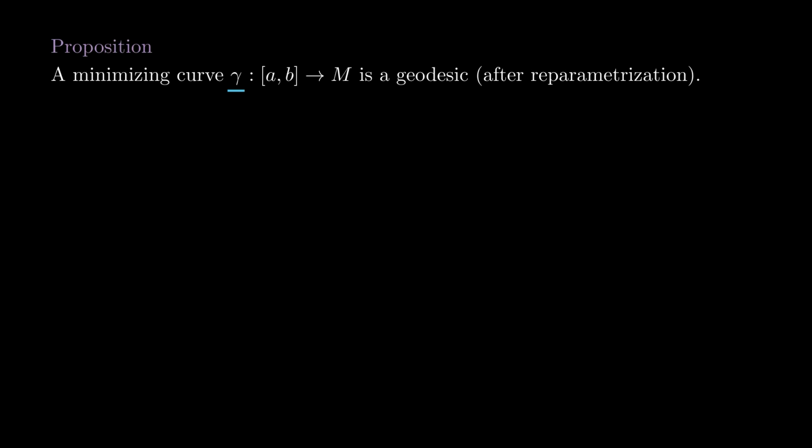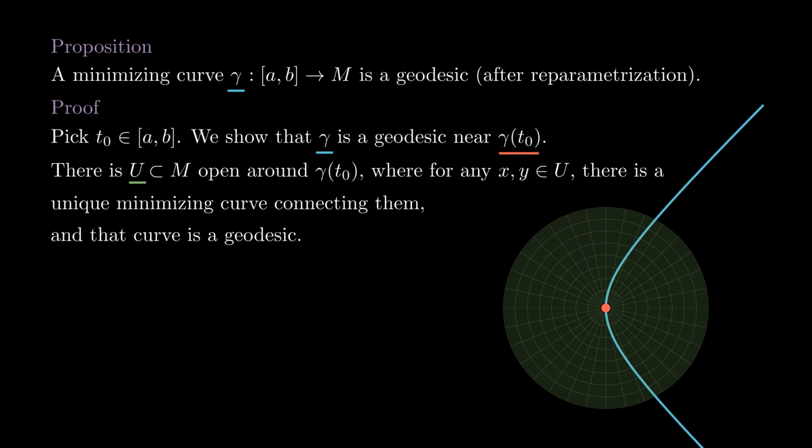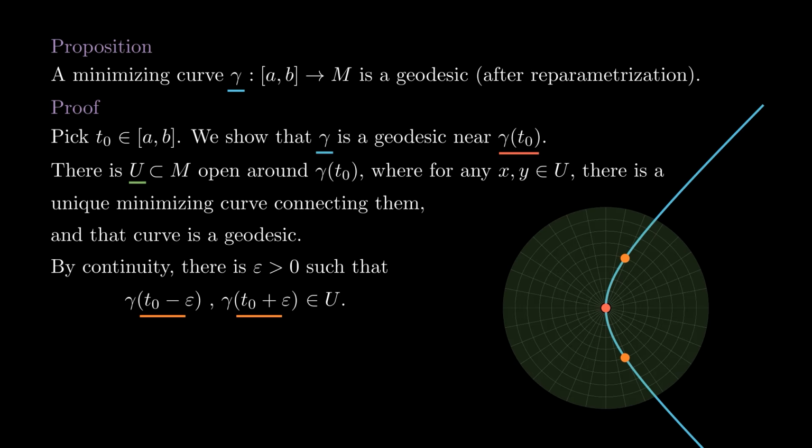Now we are ready to prove the fact that any minimizing curve is a geodesic. Let gamma be a minimizing curve. Since being a geodesic is a local property, all we need to do is pick an arbitrary time t0 and show that gamma is a geodesic around that time. By the corollary we just proved, we know that there is an open set U around gamma t0 with the property that between any 2 points in that open set, there is a unique minimizing curve connecting them, and that curve is a geodesic. By continuity, there is a positive epsilon such that gamma of t0 minus epsilon and gamma of t0 plus epsilon are both in that neighborhood.